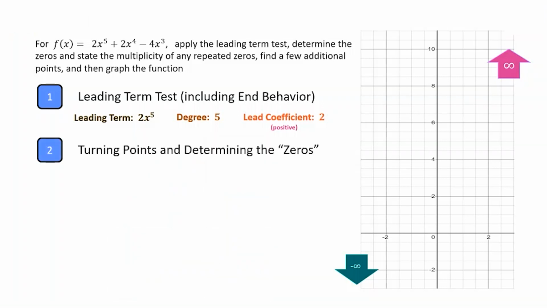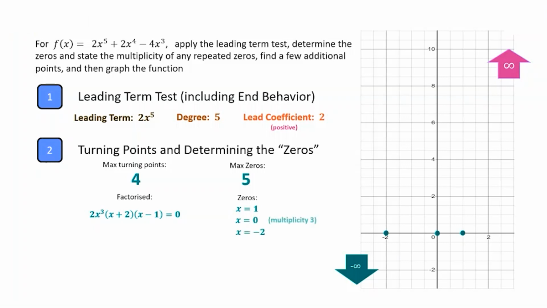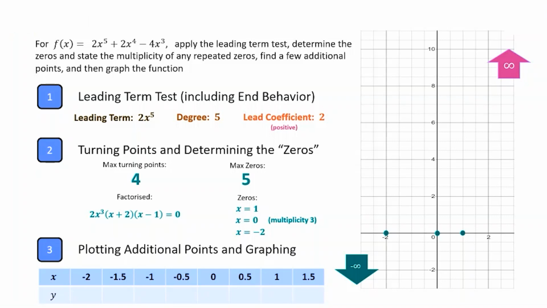We then determine the zeros and how many turning points we should have. And then, using a table, we plot additional points and then draw the graph.